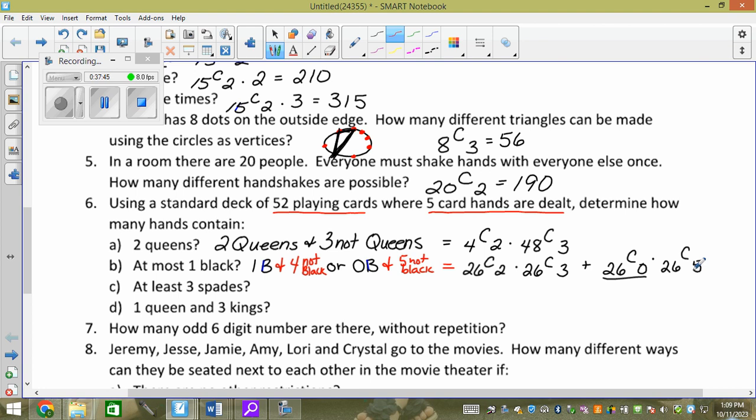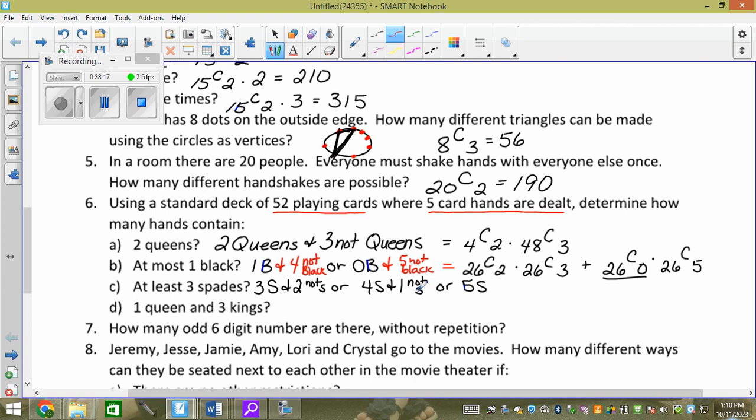At least 3 spades means 3 spades or what? 4 spades or 5 spades or more. And why do we stop at 5? Right, because I can only have 5 cards. So this one I need to supplement with and 2 not spades. And this would be and 1 not S. And that last one I don't have to supplement with anything.